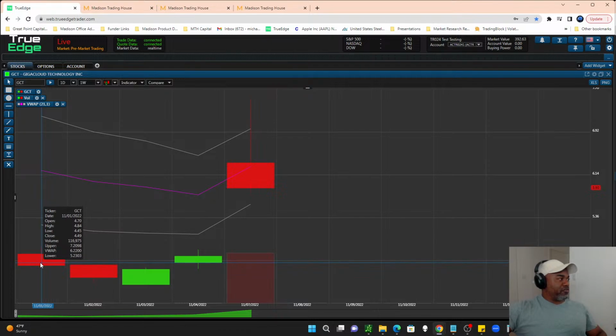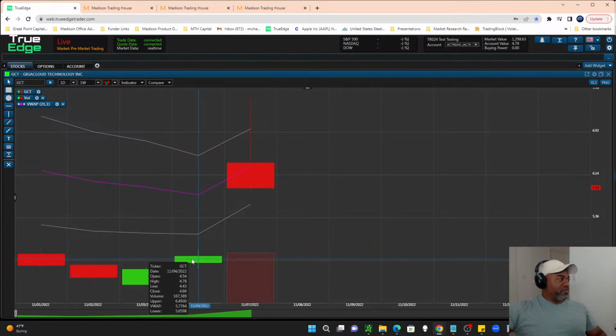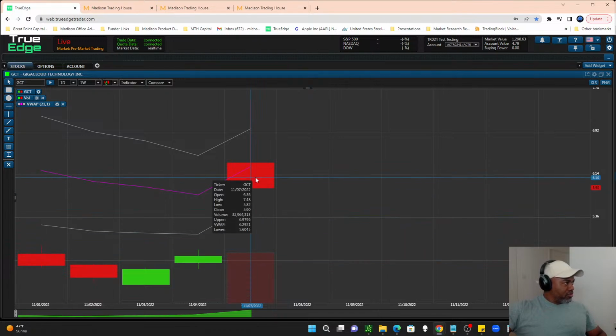Volume, 116,975 for that day, the first. For the second, the volume, 112,784. Volume, 72,000. Volume, 167,000. On this day, volume is, there it is, 32,964,313. In other words, you couldn't miss this one. It stood out so much.